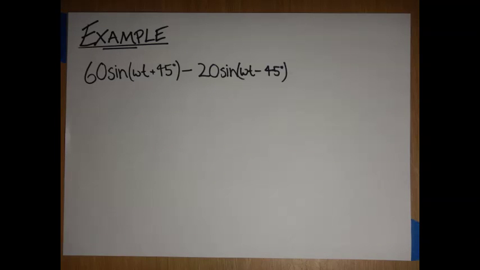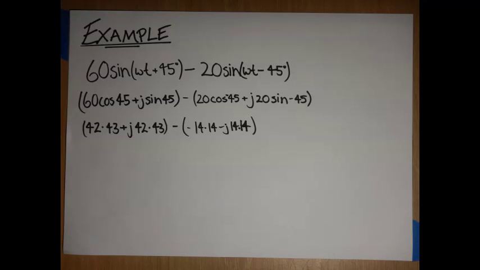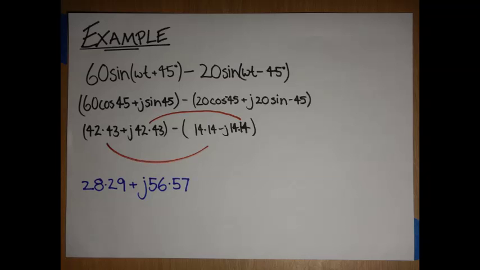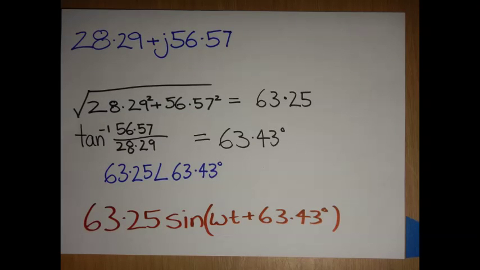So, in the example, we would first convert to polar representation, then to rectangular. I skipped the polar step, but if you're struggling, just jump back a bit into the video and review it. Now we punch those numbers into the calculator, solve the problem, and then convert back to polar form. Then back to sinusoidal representation.